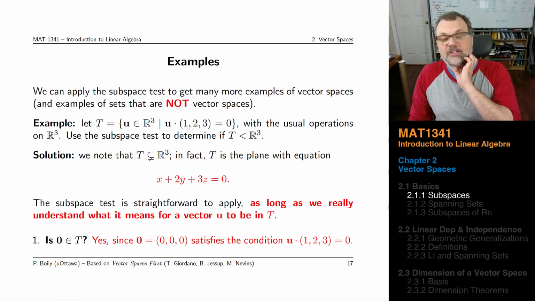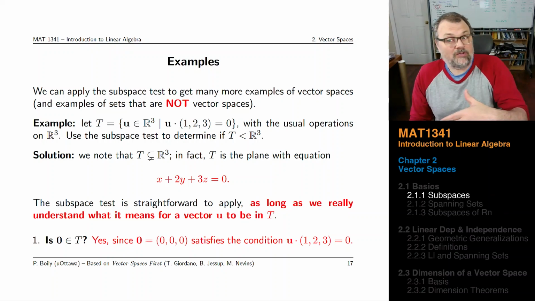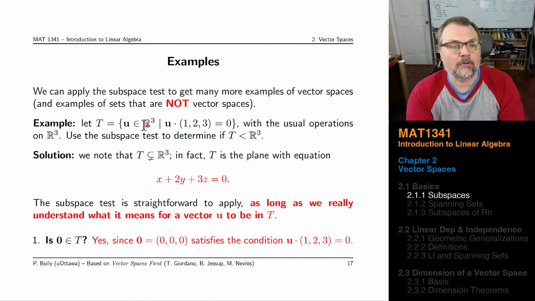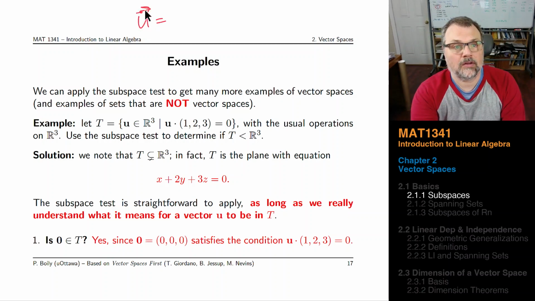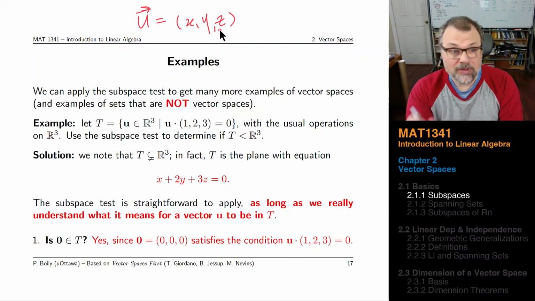I'll give you a bunch of examples here where we apply the subspace test, and we see whether something is a subspace or potentially if it's not an actual subspace. So here's a subset of R3. T consists of a bunch of vectors in R3. This is telling us that all of the u vectors in question will look like the triple x, y, z. That's the general form. The condition to be in T is that the inner product of u with (1, 2, 3) should be equal to 0.